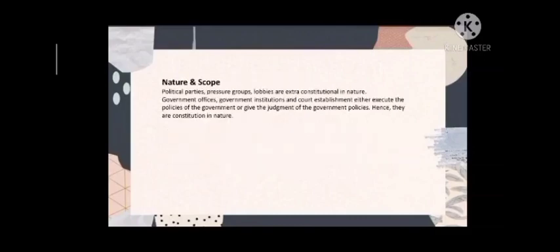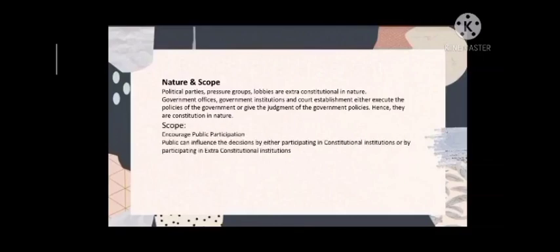Nature and scope. Political parties, pressure groups, and lobbies are extra-constitutional in nature. Government offices, government institutions, and court establishments either execute the policies of the government or give judgment on government policies. Hence, they are constitutional in nature. Scope: encourage public participation. The public can influence decisions either by participating in constitutional institutions or by participating in extra-constitutional institutions.